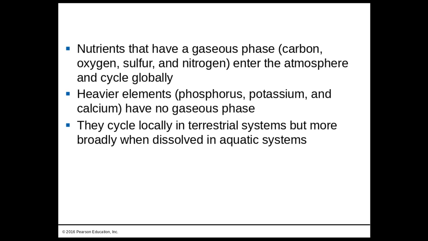We have other elements and important nutrients such as phosphorus, potassium, and calcium that don't really tend to exist in the gaseous phase. And so these have to cycle more locally in terrestrial ecosystems on Earth, but they can have a little bit broader cycling when they're dissolved in water in aquatic ecosystems. So these would be more of our local biogeochemical cycles.